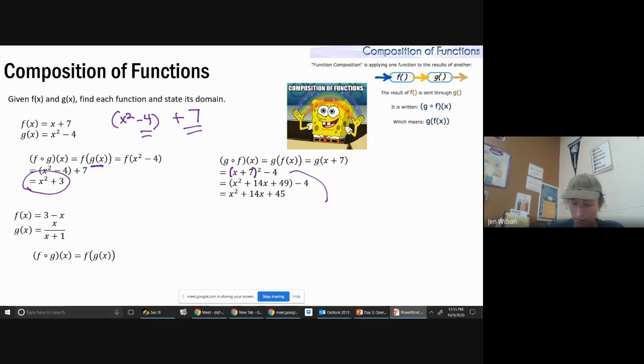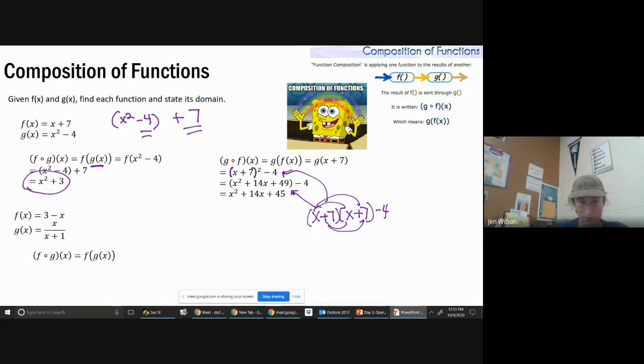This part right here, if you wrote it out, you'd say you have x plus 7 times x plus 7 minus 4. And then you FOIL it, which gets you to that point. So I'm just breaking that down a little bit so you can see the step that wasn't shown there.